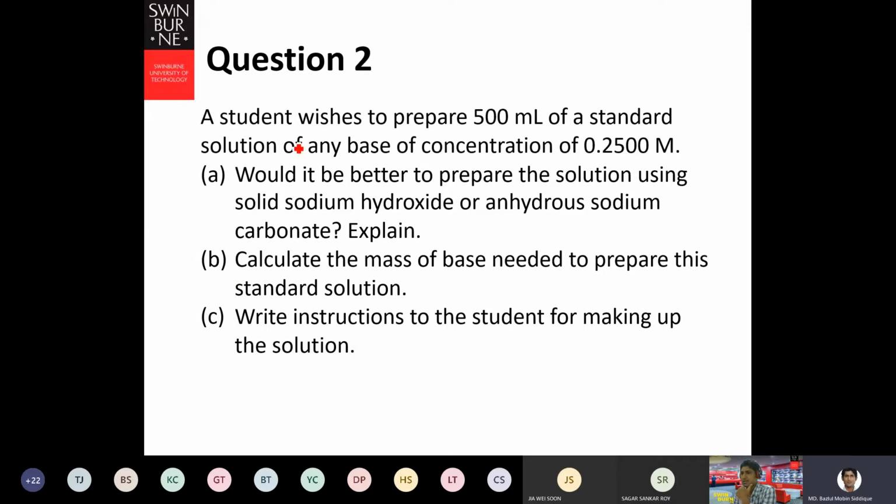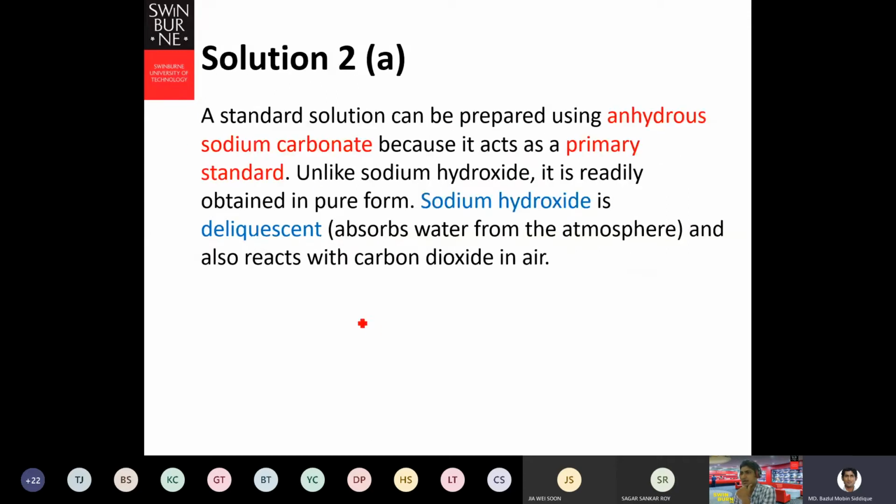So this is the thing that I was just discussing in question 2. Question 2a, the answer is given here. Anhydrous sodium carbonate should be used because sodium hydroxide cannot be used as a primary standard. It is deliquescent.